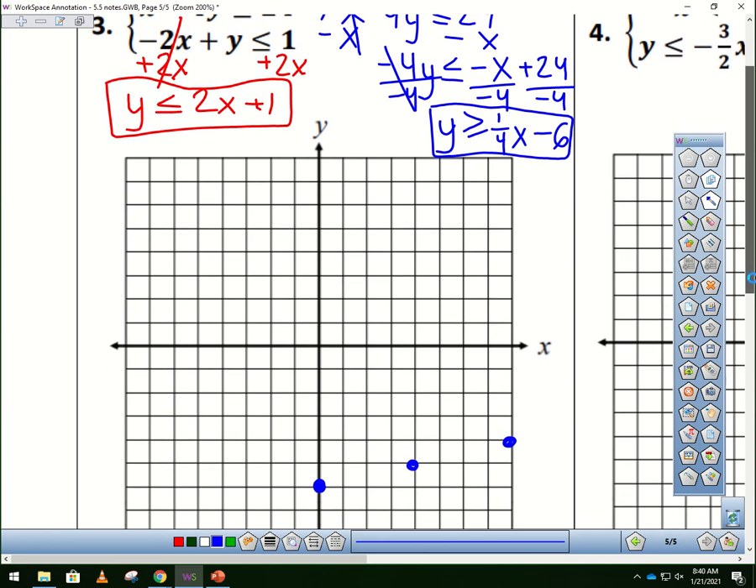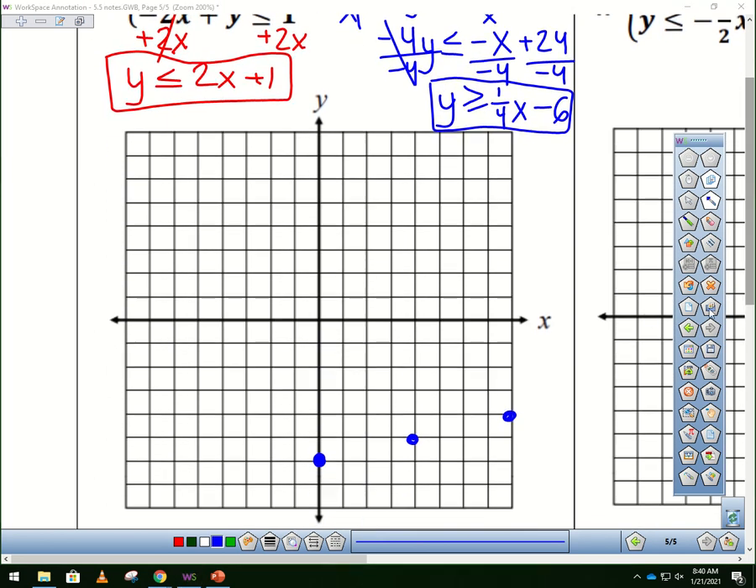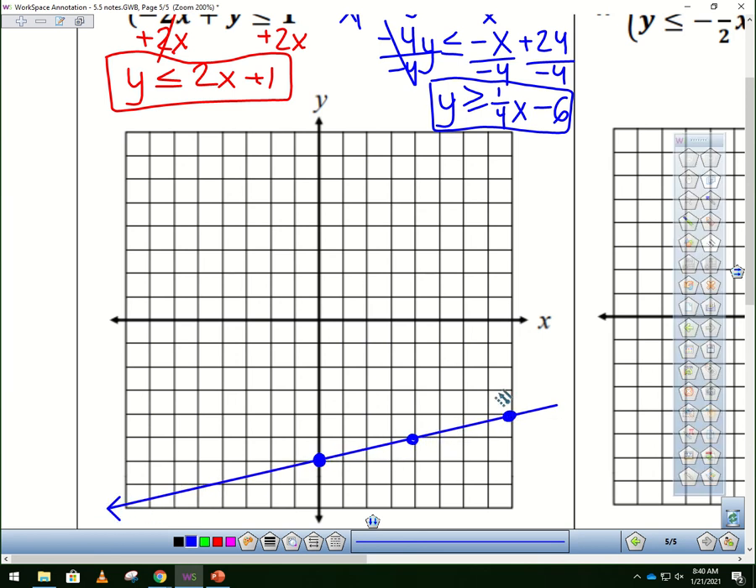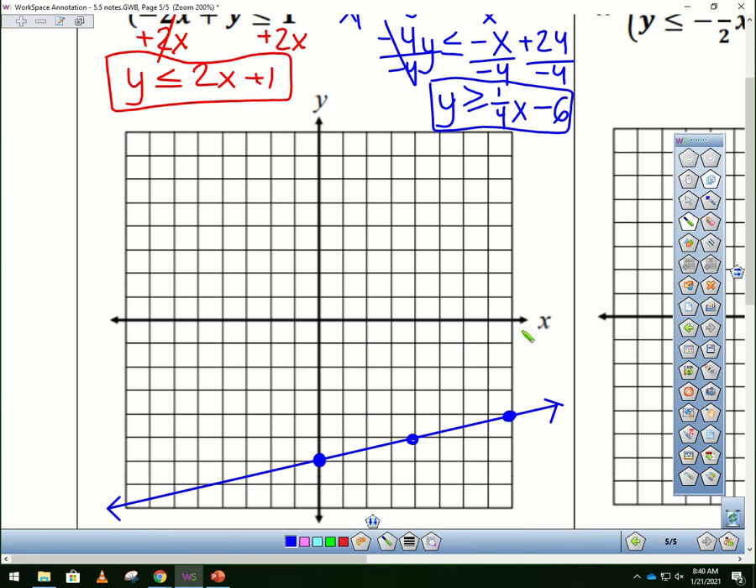And when we graph this, is it going to be solid or dashed? Good, it's going to be solid. And am I going to shade above or below? Above.